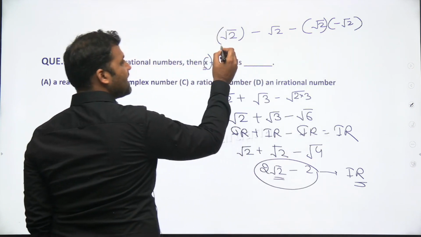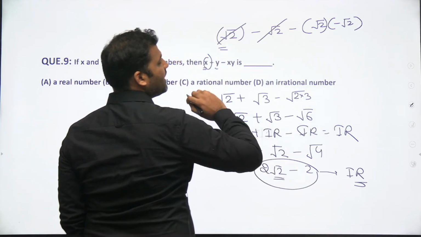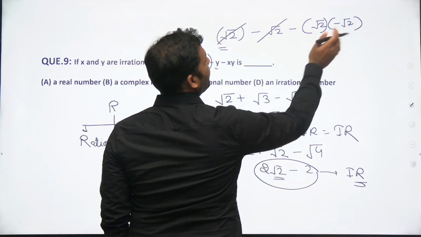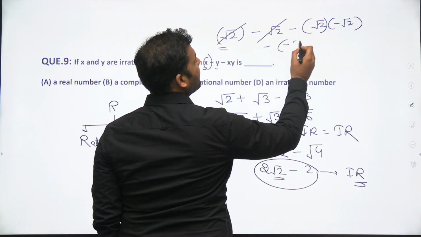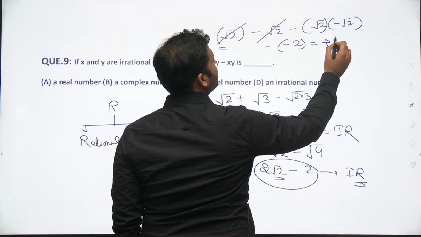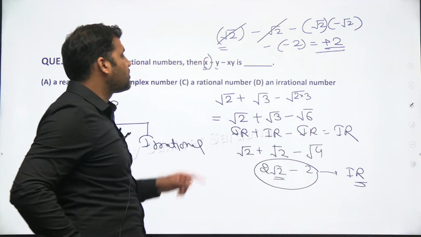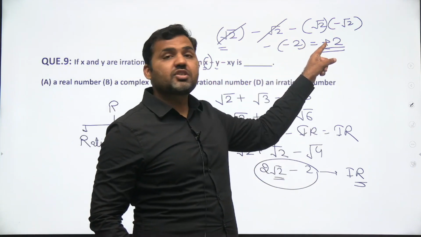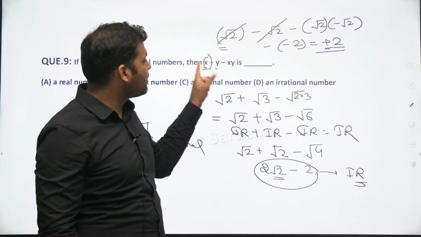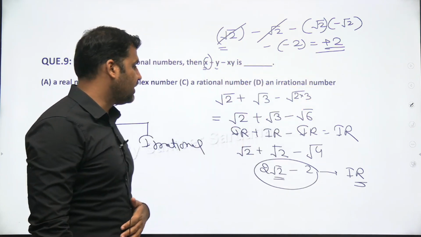Now what will you get in this case? Root 2 minus root 2 will get cancelled. Root 2 into minus root 2 is minus times of 2 and this is equal to plus 2. That means x plus y minus xy can also be rational if you choose x and y as irrational.